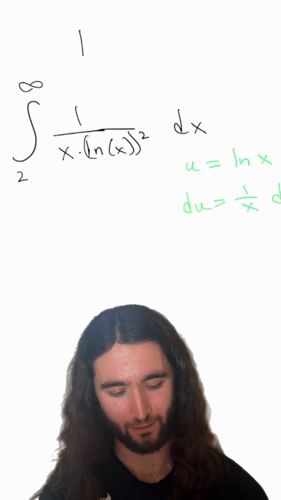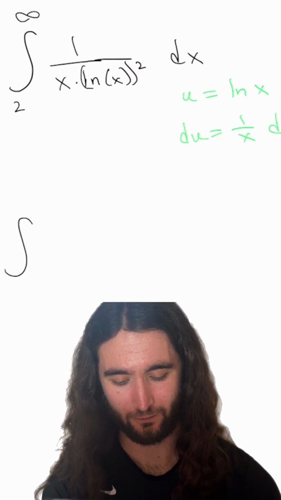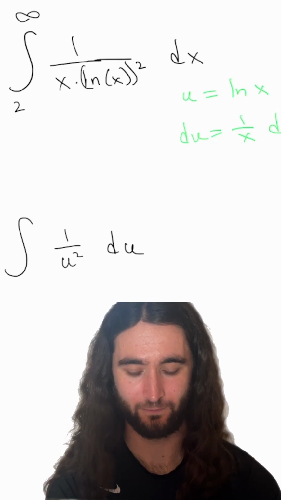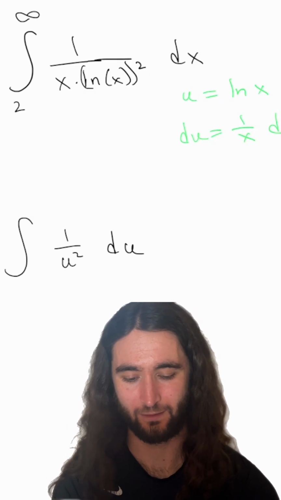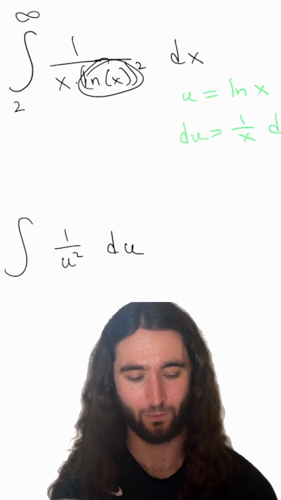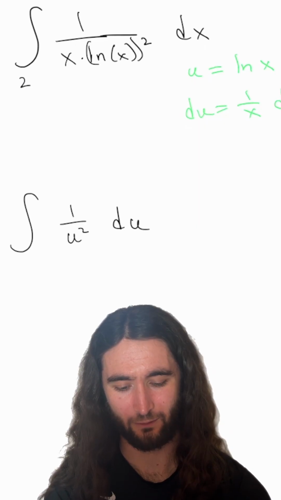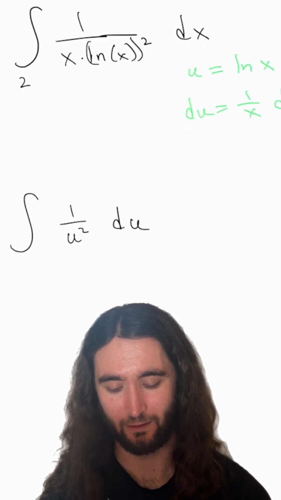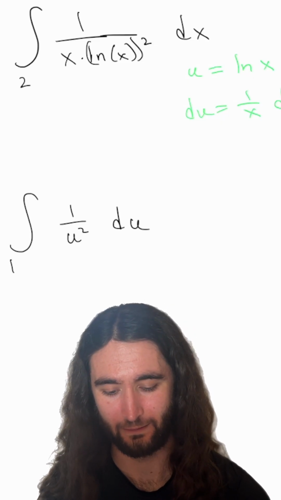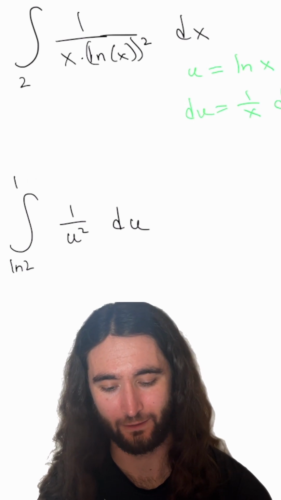All right, let's give this a try. This is going to be the integral of 1 over u squared du. Right, because this became our du here, and then this is u squared, so that's just 1 over u squared du. And then watch out, because our bounds are still in x, so we have to convert them. That would be the natural log of 2 and the natural log of infinity, although that is just infinity.